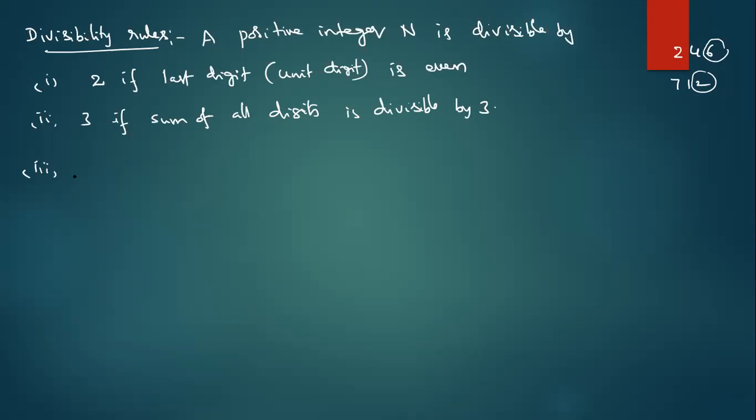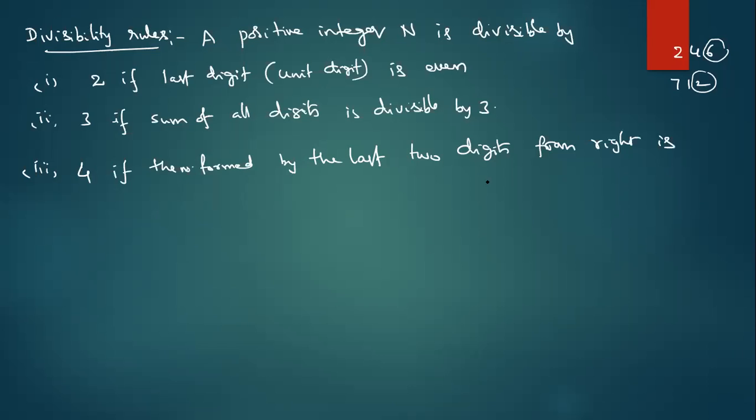3. 4, what is the condition? The last two digits should be divisible by 4. Yes, the number formed by the last 2 digits from the right is divisible by 4.